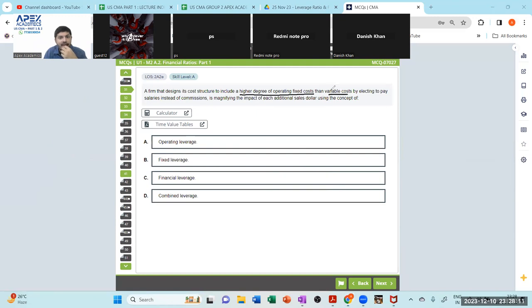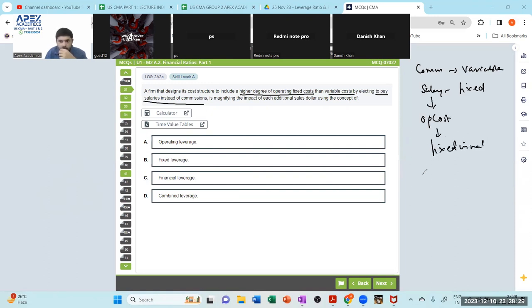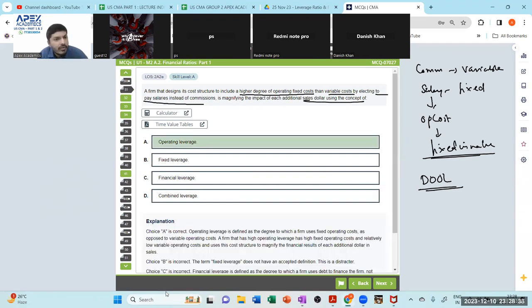See, commission is variable, but salary is fixed. Both commission and salary, what are they? They are operating cost. And now your operating costs are fixed in nature. So what are you increasing? They are using the concept of what? Operating leverage. Are you with me on that? Yes or no? Everybody understands?